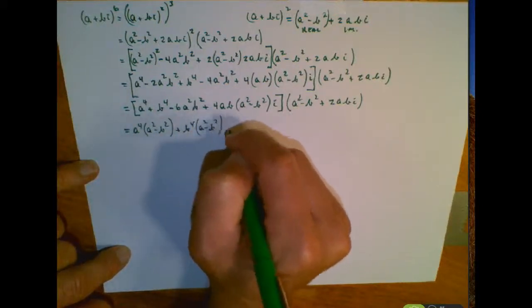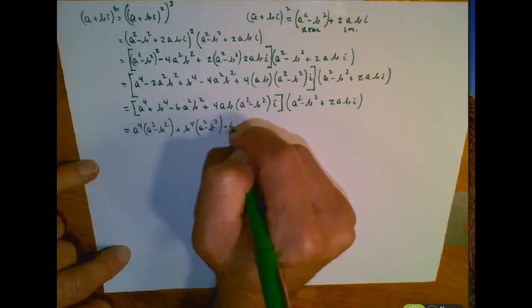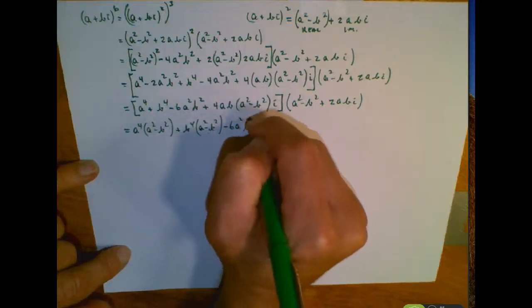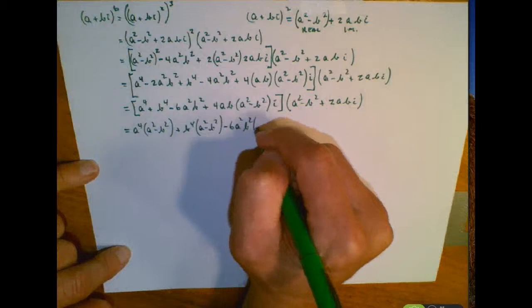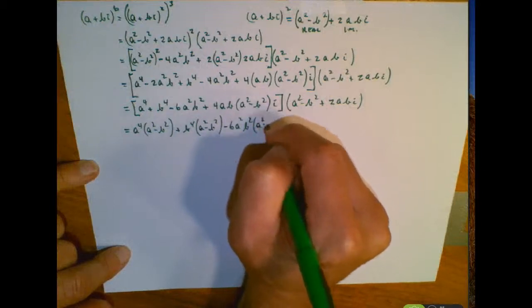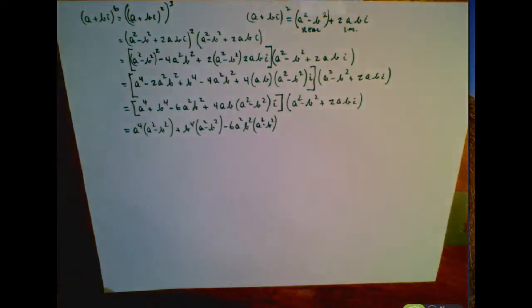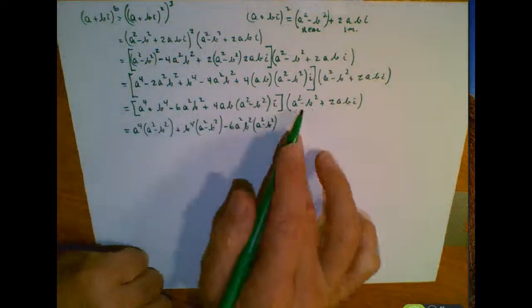I have minus 6a squared b squared times my real term. Sounds redundant, but good organization now. I've taken care of that distributing.